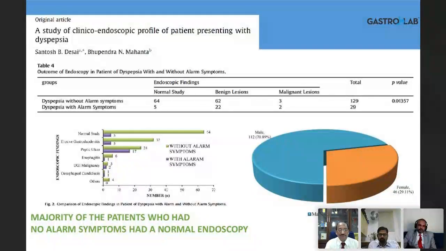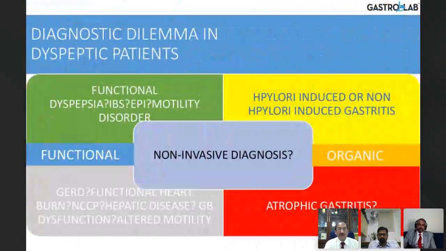But if you see here, the majority are males and fewer are females, because males go to the doctors more often. They are clinical help seekers, whereas the females don't get to go. But nevertheless, please remember, in the majority of instances, endoscopy in dyspepsia is going to be negative. We cannot find out the cause. So we have to go for a non-invasive diagnosis.